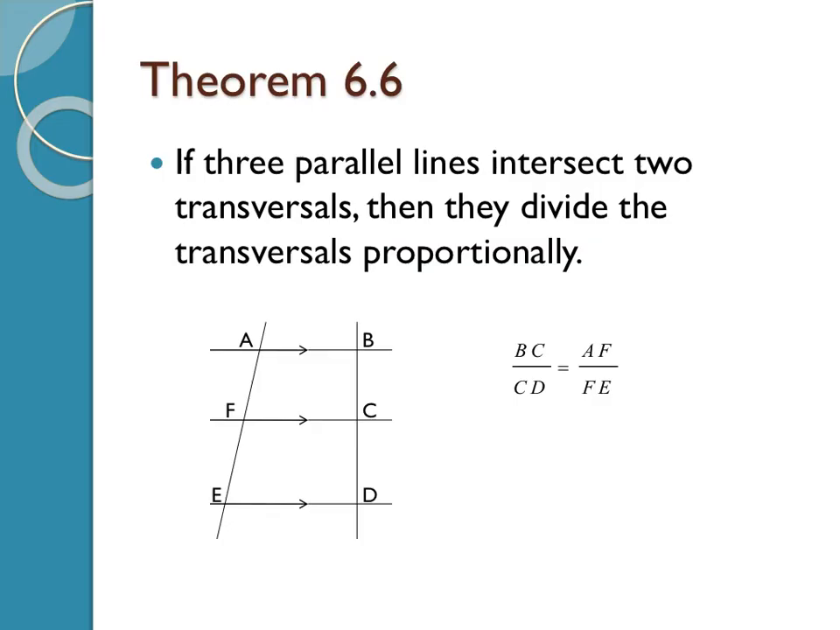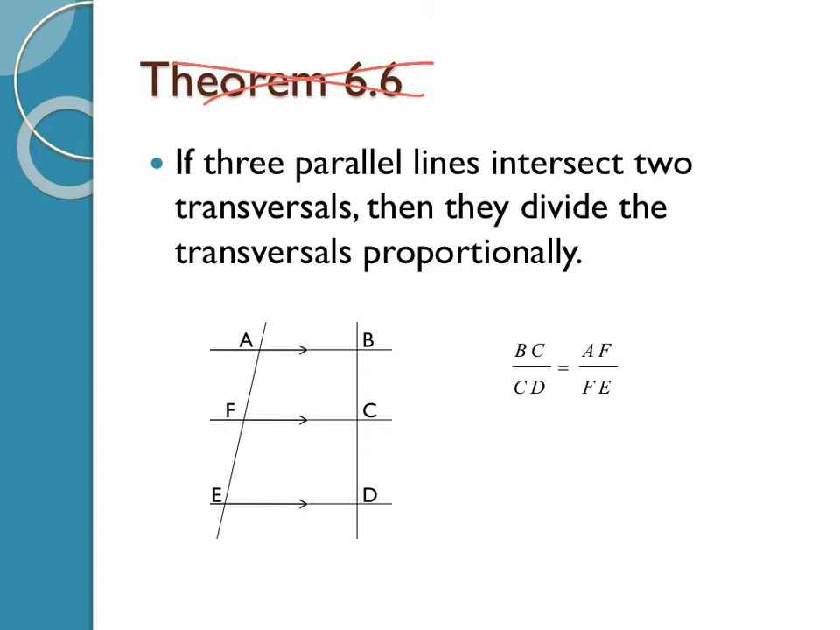Here's another proportionality theorem. Again, this one doesn't have a name, and again, the number 6.6 doesn't mean anything to us. You need to memorize what the theorem states. Yes? So there's no name for it? No. So you need to be able to restate it. And what it says is if 3 parallel lines intersect 2 transversals, then they divide the transversals proportionally. Yes? Can we use like symbols? Yes, you could use like parallel lines. Yes, you could abbreviate.